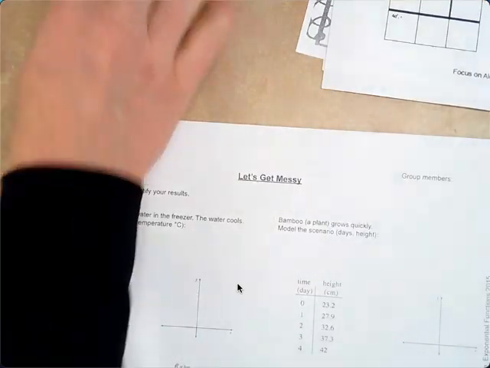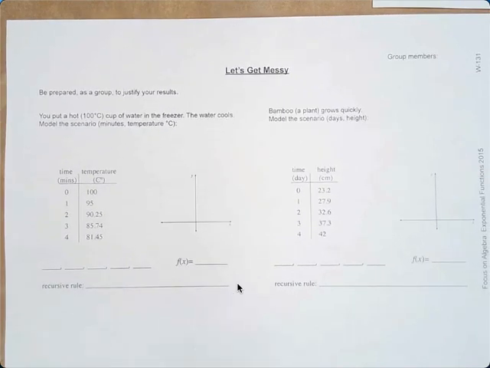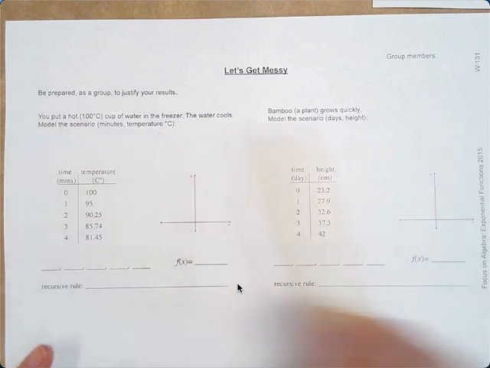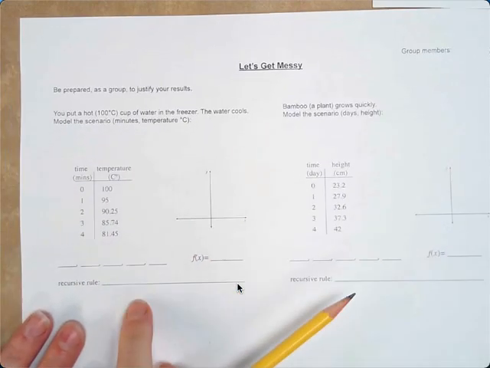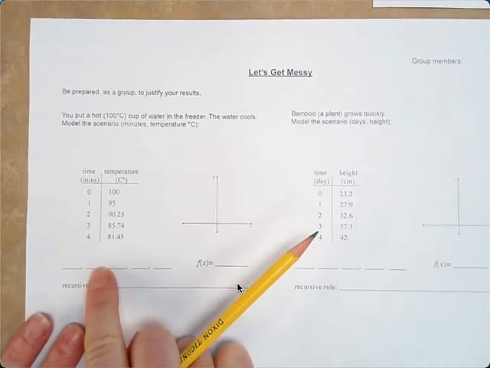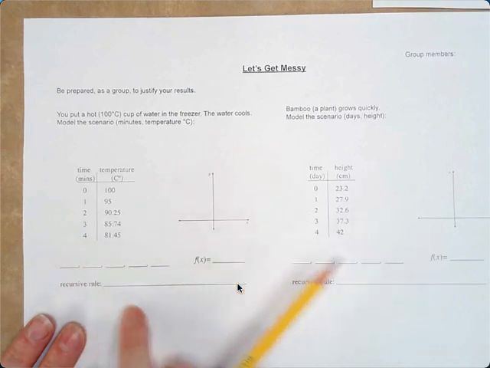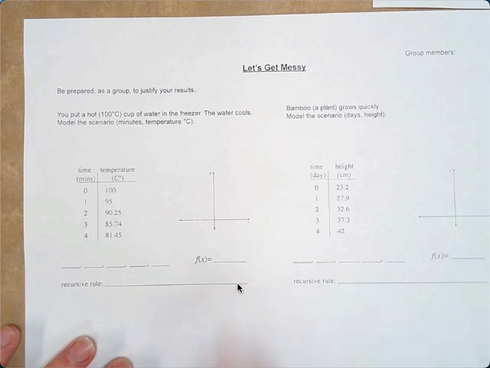We are moving on to an activity called Let's Get Messy. So you're going to work with a group to answer these questions and then graph it, write the function rule and the recursive rule. So look at the table and complete the rest of the parts of it for both of them.